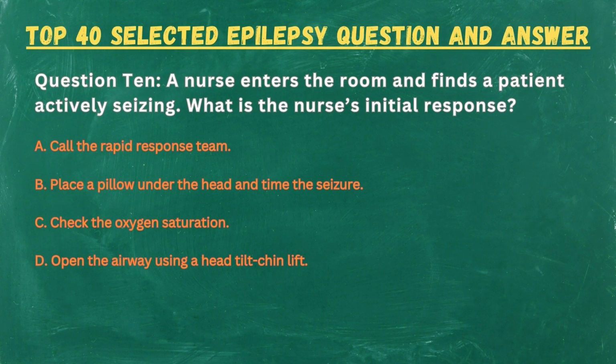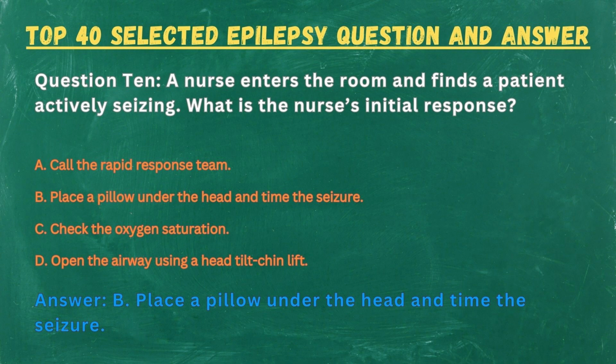Question 10. A nurse enters the room and finds a patient actively seizing. What is the nurse's initial response? A. Call the rapid response team. B. Place a pillow under the head and time the seizure. C. Check the oxygen saturation. D. Open the airway using a head tilt chin lift. Answer. B. Place a pillow under the head and time the seizure.